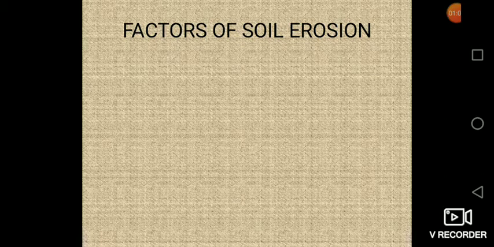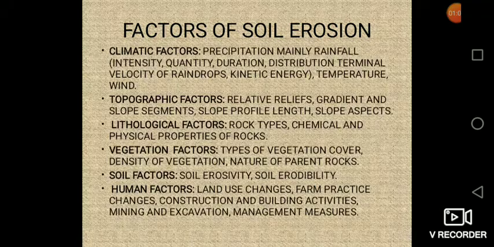Now, factors of soil erosion. If you see the factors, first come the climatic factors. If we first take rainfall into consideration, its intensity, quantity, distribution, terminal velocity of the raindrops, and kinetic energy, all these factors come into consideration while we are talking of rainfall and how it is leading to soil erosion.